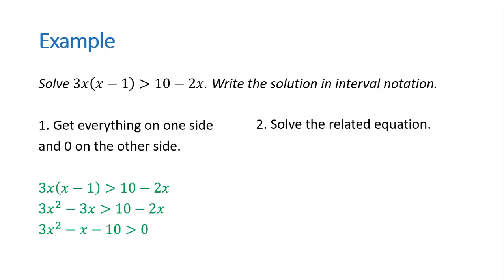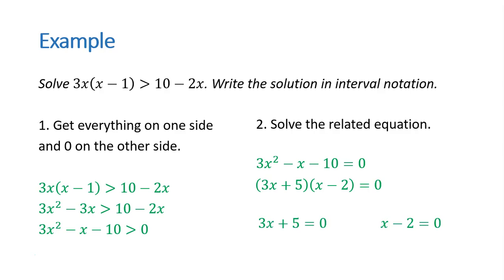Next step is to solve the related equation. Now that we've gotten our polynomial on one side of the inequality sign, solve the related equation. As we decided, this equation gives us our x-intercepts. It represents those key points where we flip from being positive to being negative or vice versa. This particular quadratic factors, but as we mentioned before, if it doesn't factor or if you don't want to try factoring, you can always use the quadratic formula to solve for x. This factors as (3x + 5)(x - 2). Set each of these factors equal to 0 and solve for x. The first factor gives us an x-intercept of -5/3, and the second factor gives us an x-intercept of 2.